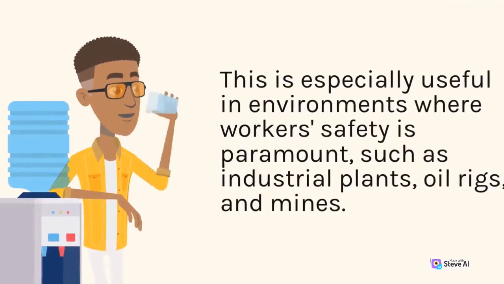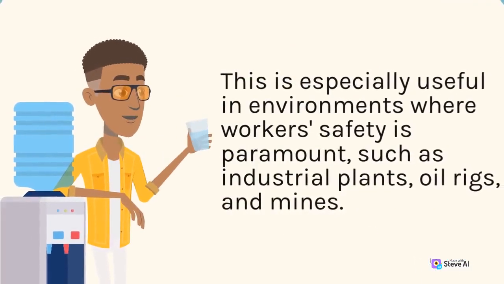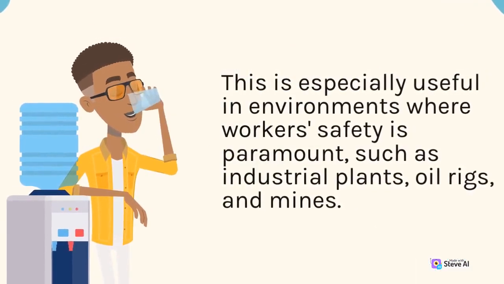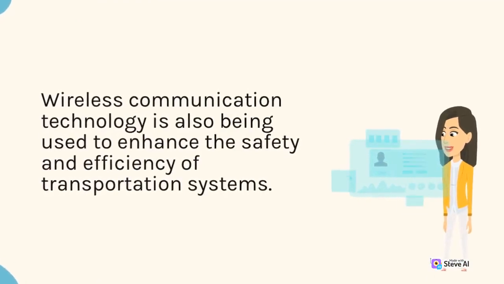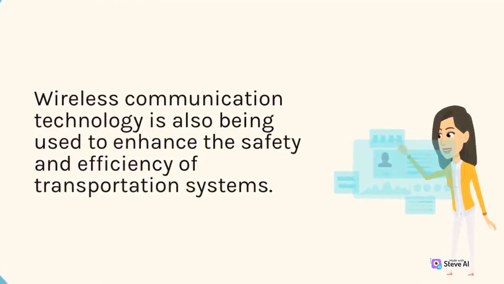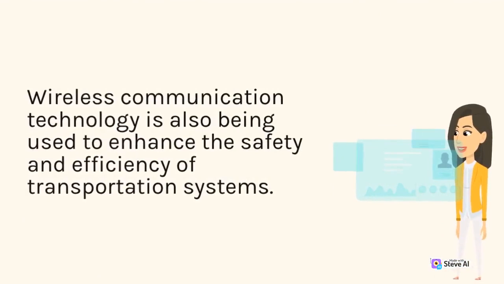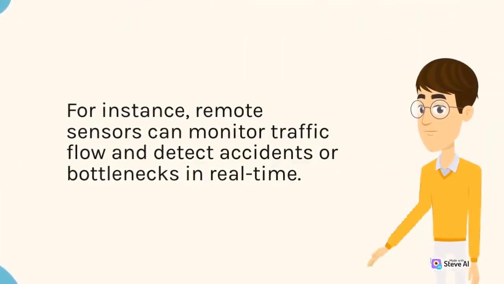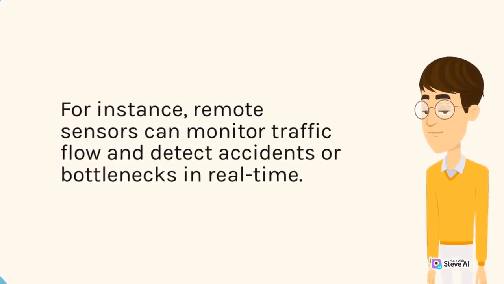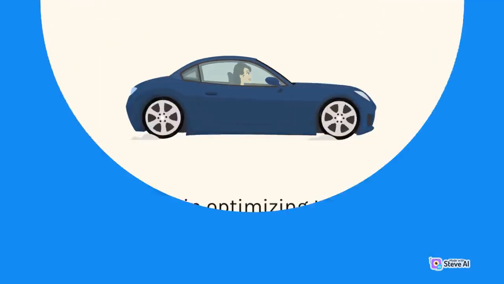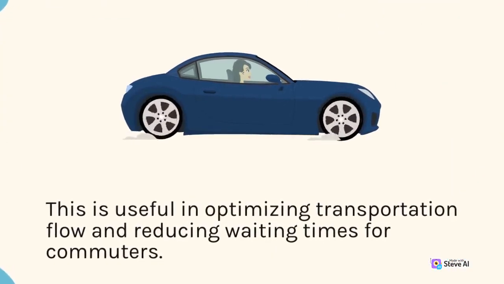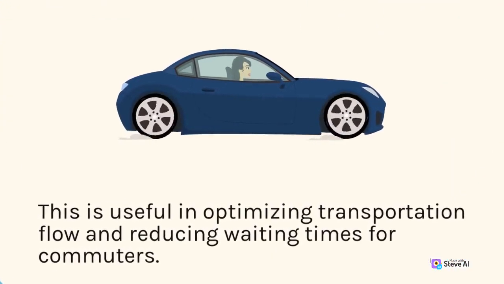This is especially useful in environments where workers' safety is paramount, such as industrial plants, oil rigs, and mines. Wireless communication technology is also being used to enhance the safety and efficiency of transportation systems. For instance, remote sensors can monitor traffic flow and detect accidents or bottlenecks in real time. This is useful in optimizing transportation flow and reducing waiting times for commuters.